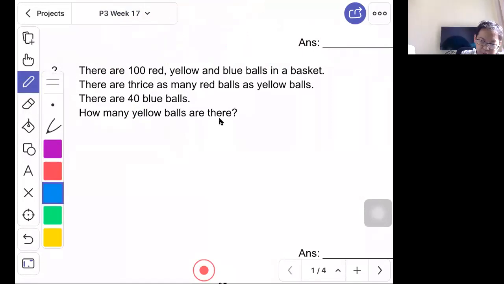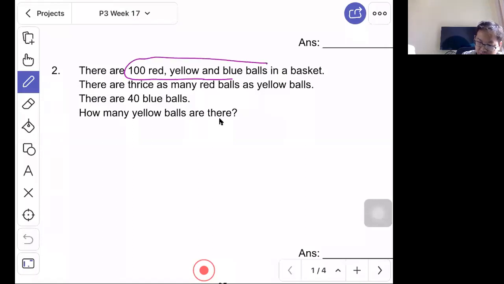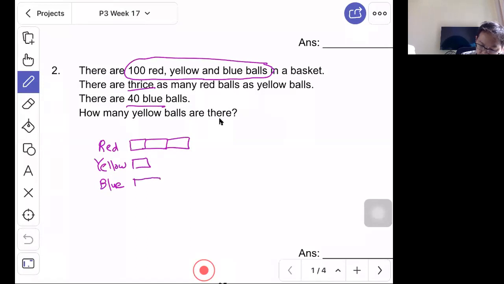Okay, let's circle all the keywords first in question two. There are 100 red, yellow, blue balls, then thrice, followed by 40 blue. So we start with the model drawing first. We have the red, thrice means three units, three times compared to yellow, one unit. Next, we have the blue. The blue itself is 40, so we write 40. Make sure this and this are not the same. Total is 100. And they want us to find the yellow.